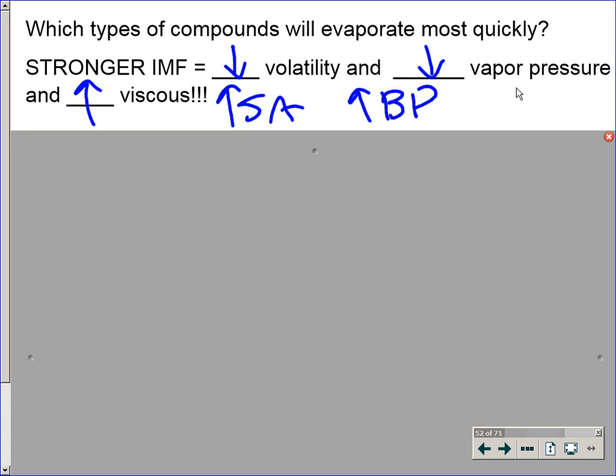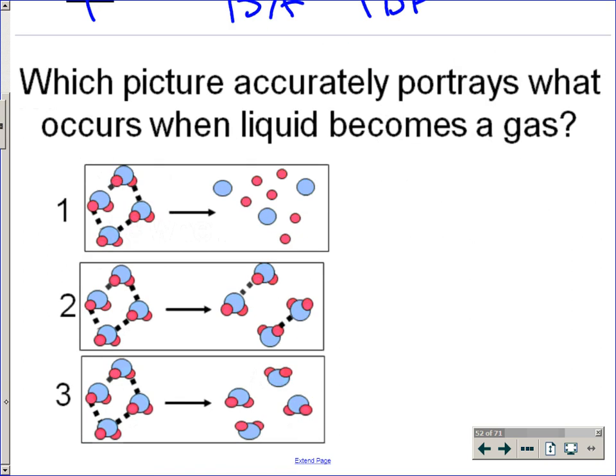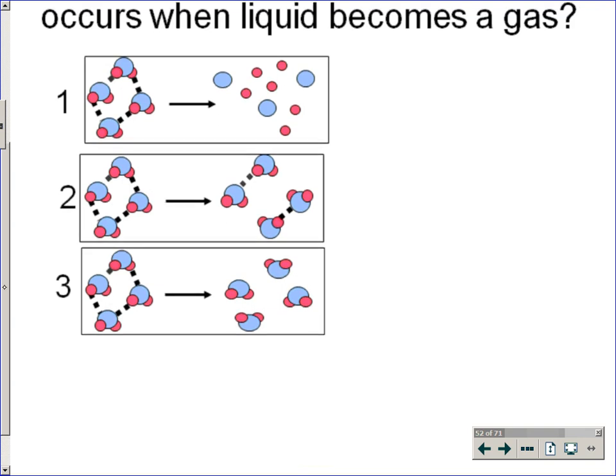Good. So within particulate diagrams, they like us to be able to indicate what's happening and identify if it's a chemical or physical change. So which picture accurately portrays what's occurring when a liquid becomes a gas? Take a second to look at 1, 2, and 3. Liquid to a gas. And just hold up the number when you're ready. All right, you got 3 seconds. Most of us are saying 3. Very good. So in terms of 1, what is this indicating?